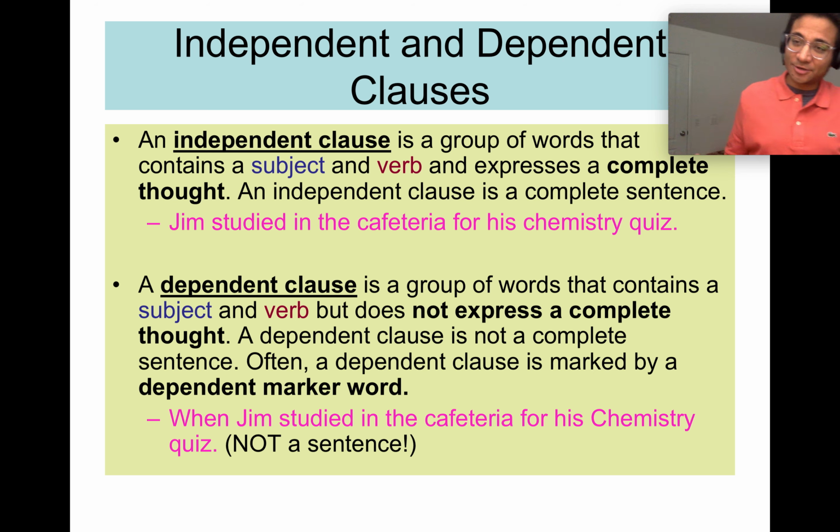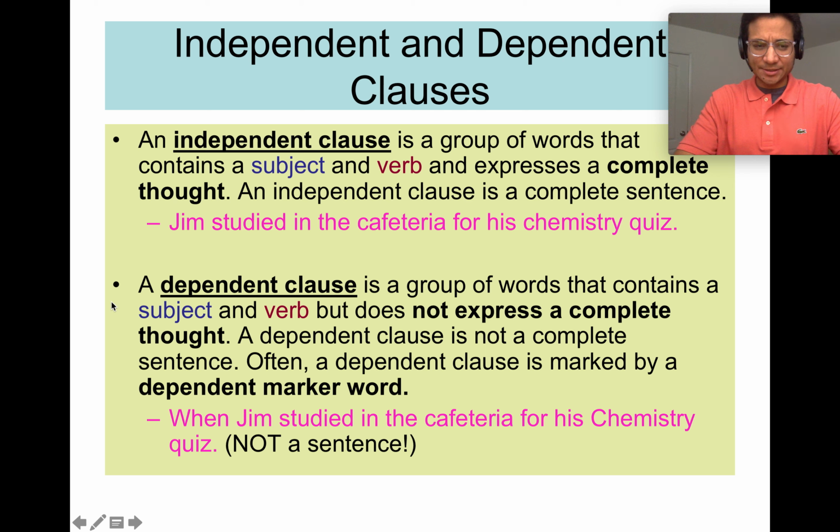Has the subject, has the verb. Hey, you guys know what that is now. And it expresses a complete thought, such as this example here. Jim studied in the cafeteria for his chemistry quiz.